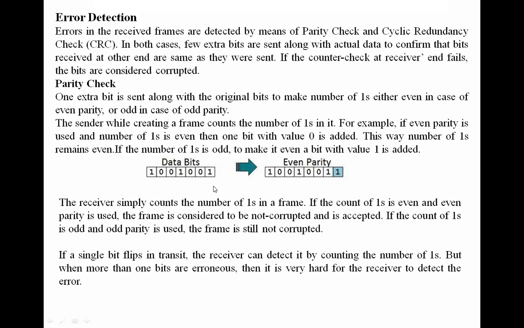You just have to count how many bits are present in a frame and how many ones are present in that particular frame. If it is odd, you add 1 at the end of the bits. If it is even, you add 0 at the end of the particular bits. That is the functionality of error detection. This is the first method of how to detect a particular error.